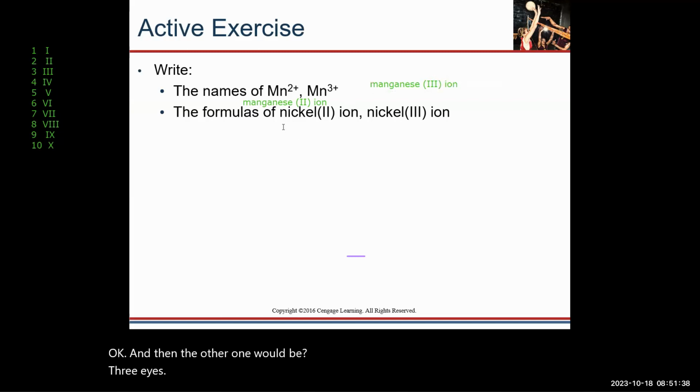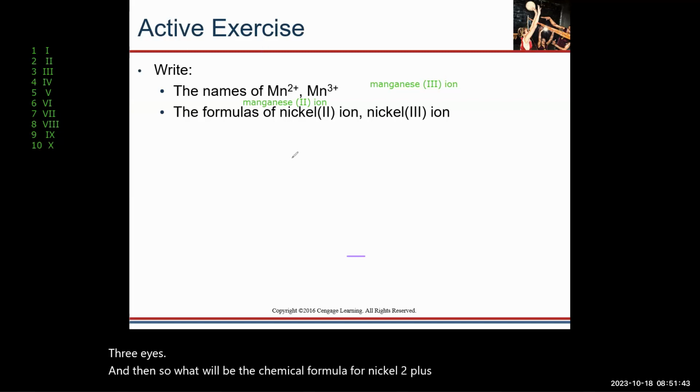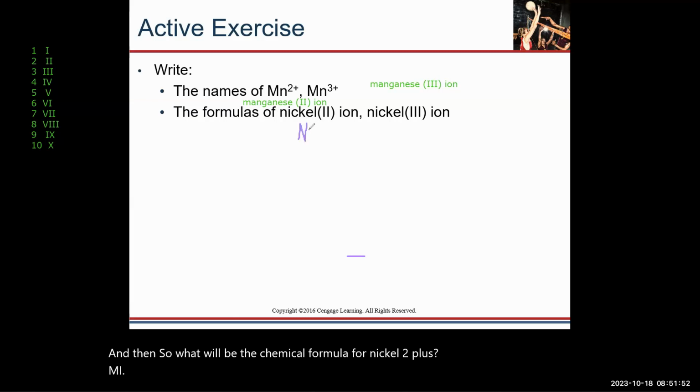Okay. And then what would be the chemical formula for nickel 2 plus? Ni 2 plus. Okay. And Ni 3 plus. Okay.